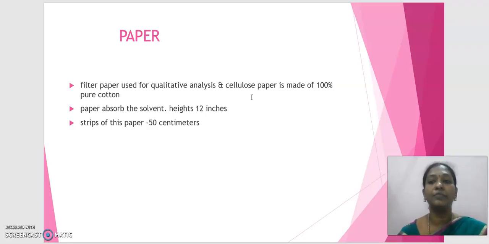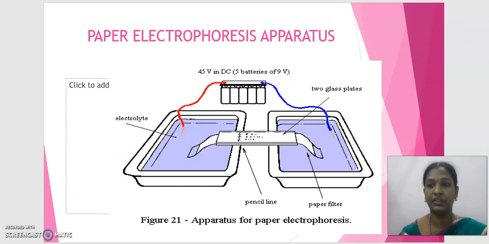And the paper absorbs the solvent, and it has to be at least 12 inches in height, and the strip of this paper has to be 50 centimeters. Let's see the diagram of the apparatus. So this is the paper electrophoresis apparatus.